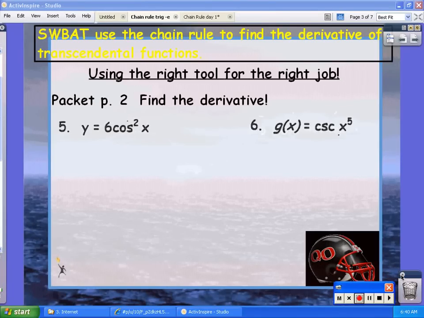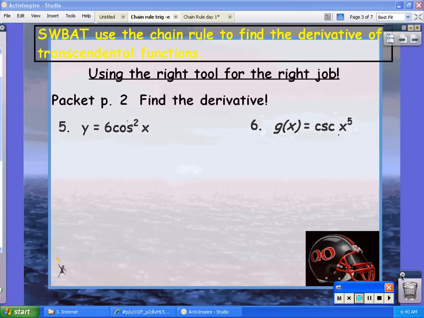This video is on using the chain rule to find the derivative of transcendental functions, that is, at least trig functions as well as e to a power. I think this page is in your packet. These examples may already be in there, but if not, you can copy them down.